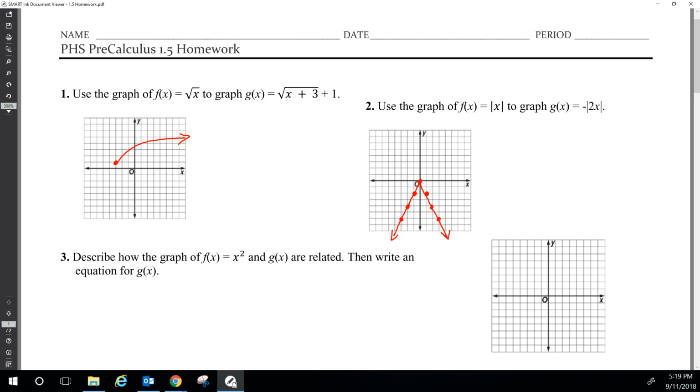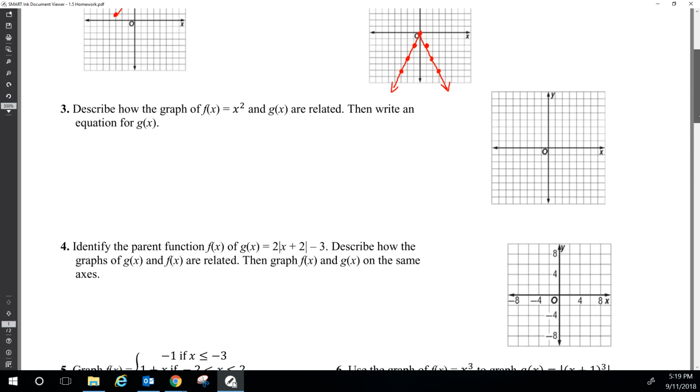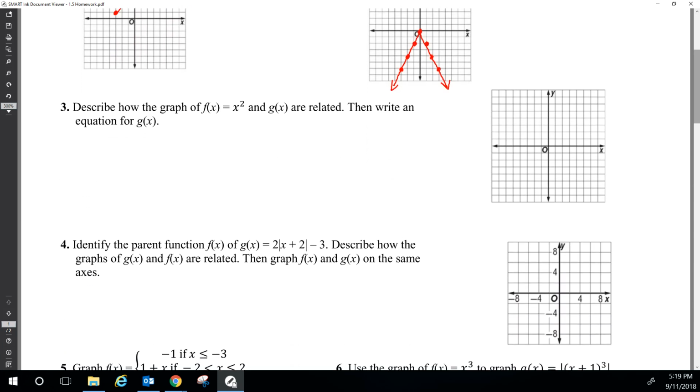All right, number 3. I am very sorry, it's a bad question. It says, how does x squared compare to g of x? Where is g of x? Bad question. Sorry. My bad.